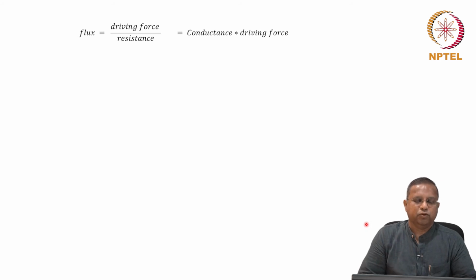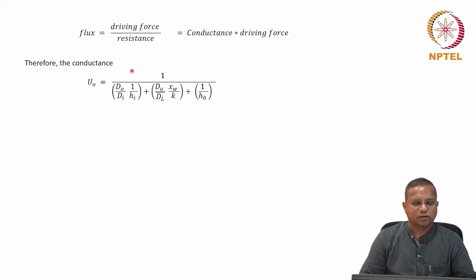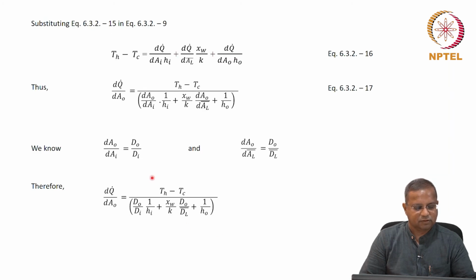Now, we know that flux in general is a driving force by resistance. You can express flux as a driving force by resistance. 1 by resistance is nothing but the conductance, and therefore, you take 1 by resistance as conductance. So, conductance times the driving force is flux. Therefore, the conductance is nothing but this. In this case, the flux is this, the conductance is 1 by of this times the driving force, which is Th minus Tc.